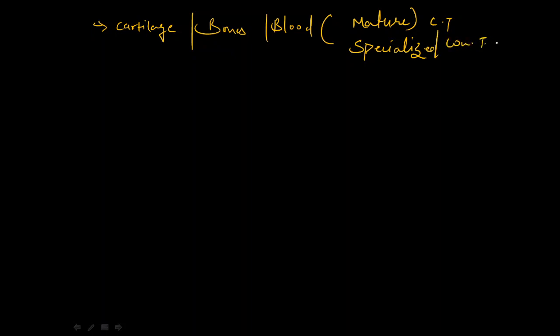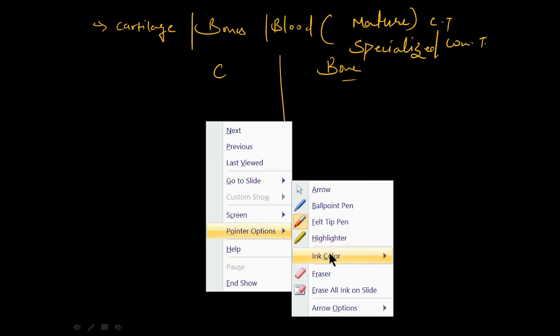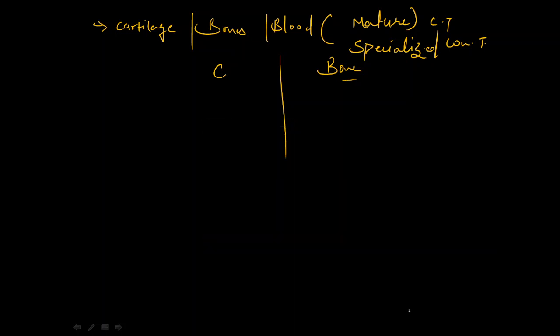Also, they are somewhat specialized connective tissue. Now, what is the difference between cartilage and bone? Let me change the color so that it will be easier for you to understand. If I'm talking about cartilage, these are soft skeletal tissue. Like the boundary of your ear, or your nose, these are a kind of cartilage, a flexible part of your body that can move if you want to move them. So it's a soft skeletal tissue.